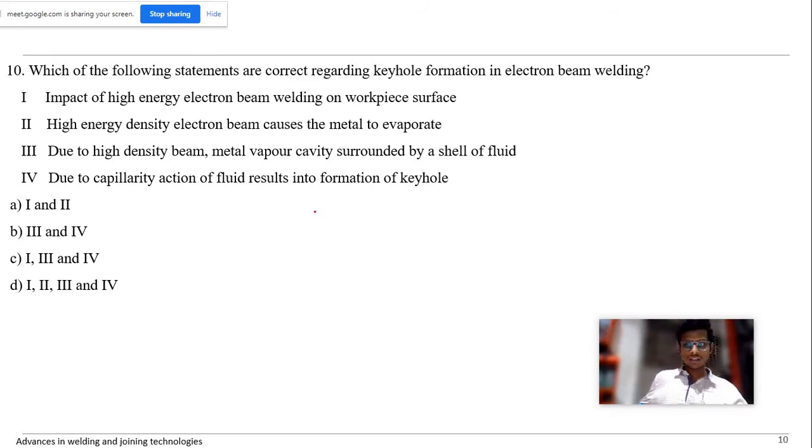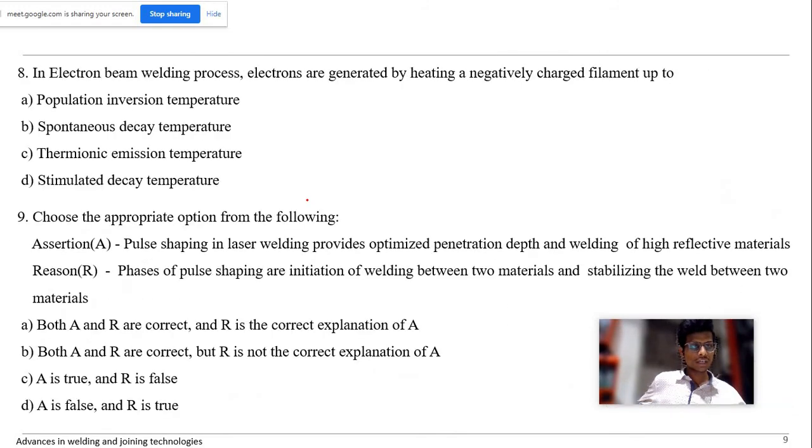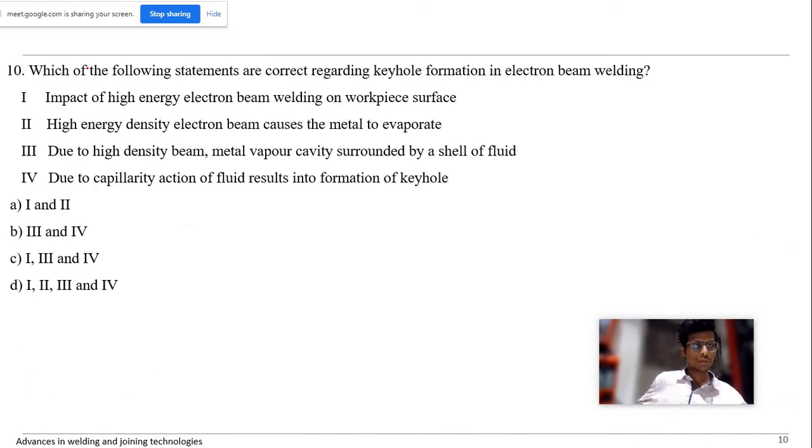I think I just explained the keywords, like electron momentum, recoil pressure, and vapor pressure, right? So based on that only this question is framed. I think if you just go through that, you will directly get the answer. Which of the following statements are correct regarding keyhole formation in electron beam welding? Impact of high energy electron beam welding on the metal, yes, it is correct.